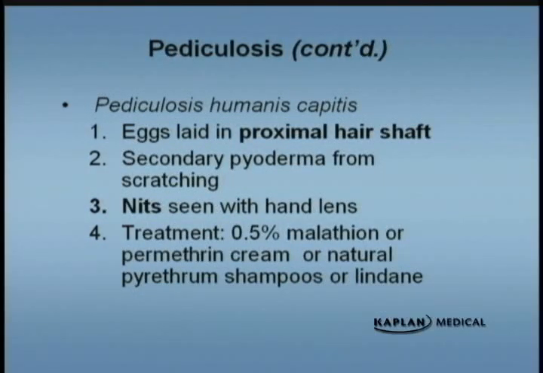Head lice live close to the scalp. However, they lay their eggs, and so many times what you see are the eggs. They're also called nits. If you have long hair and you can see eggs way out here, it means that you've had a pretty long infestation because the eggs are laid close to the scalp, and as the hair grows, then you see the nits, and usually those are empty egg casings. You can see them with your eye, actually, and you can look at them under the microscope if you'd like. The treatment is going to be malathion or permethrin cream.